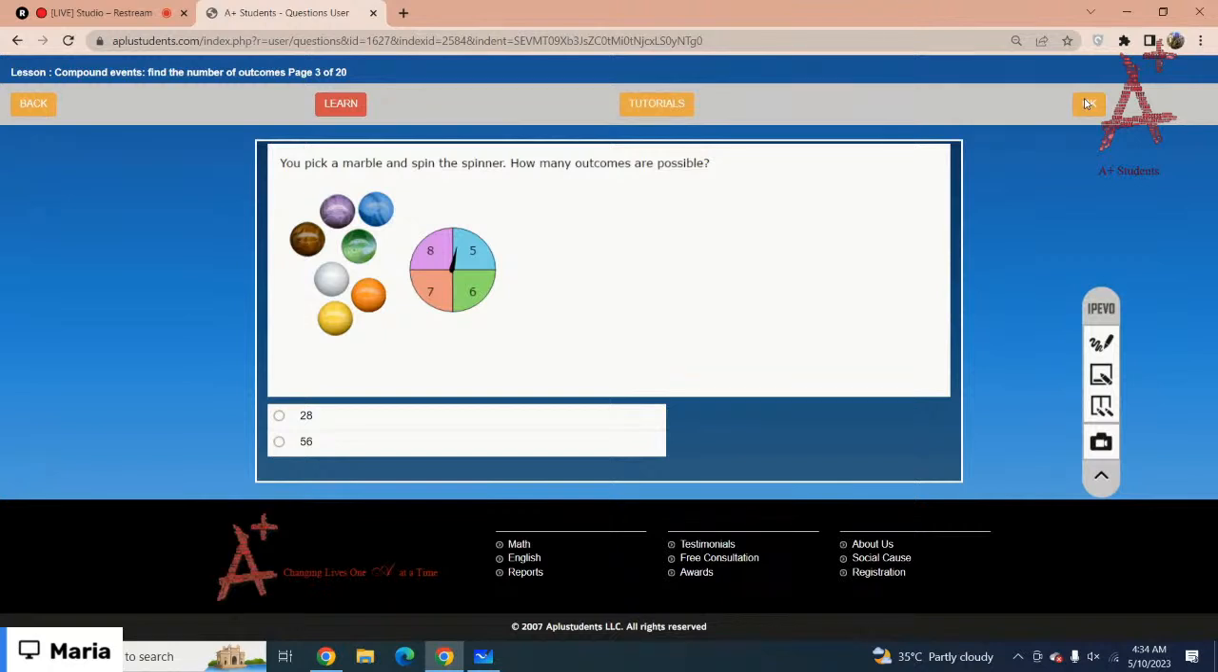Okay, the next one is you pick a marble and spin the spinner. How many outcomes are possible? So how many marbles? 1, 2, 3, 4, 5, 6, 7. We have 7 marbles and 4 outcomes for the spinner. So you need to calculate the total outcomes. You have to do 7 times 4. Basically, you have to multiply the outcomes of both the events. 7 times 4 is 28. That means the compound event has 28 outcomes. So the correct option is 28.